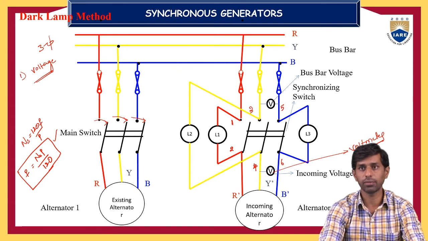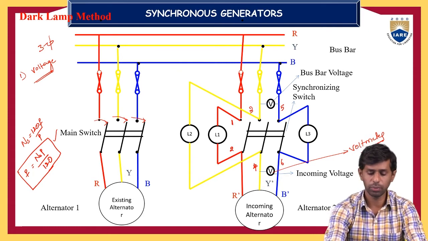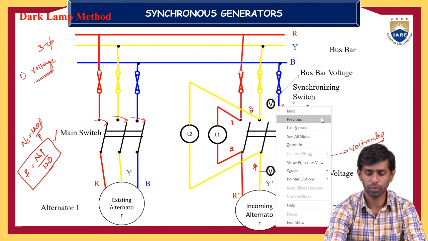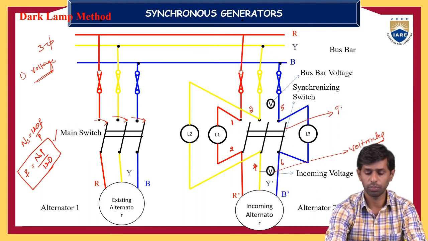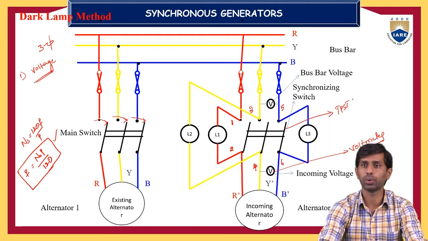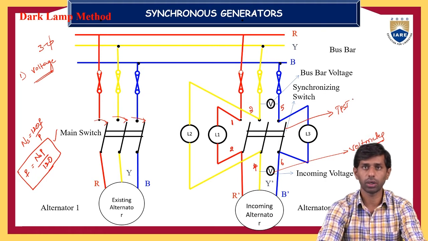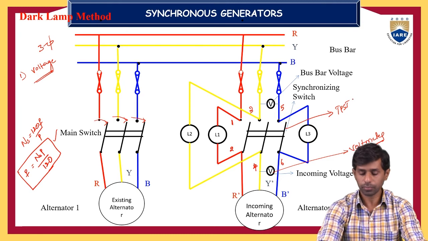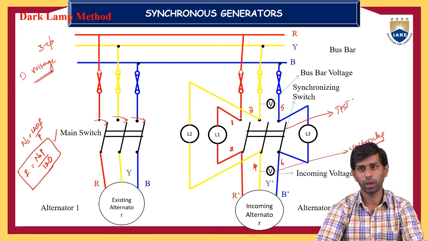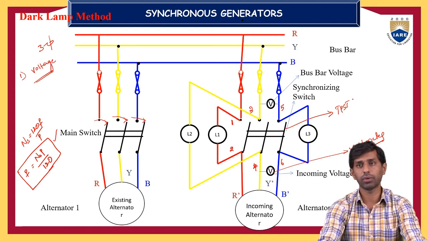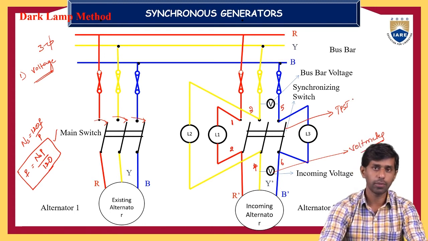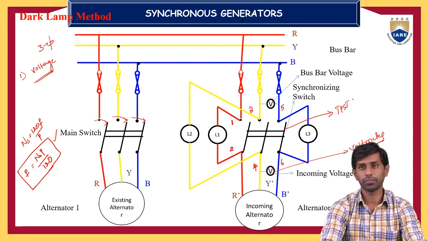Then observe the lamps which are connected across the switch. Let it be this TPST switch, triple pole single throw switch. Across the switch we connected 3 lamps. Our intention is to synchronize alternator 2 with the bus bar system, or existing system, with the help of the dark lamp method. If the phase sequence of your incoming alternator is equal to the phase sequence of the bus bar, these 3 lamps will flicker at a time.